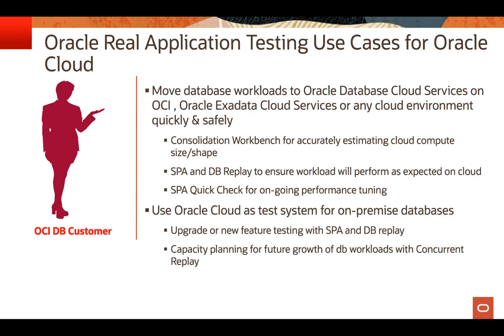So Oracle Real Application Testing use case for Oracle Cloud means moving database workload to OCI or any Exadata cloud service or any cloud environment quickly and safely. Consolidation Workbench is used for estimating cloud compute size and shapes. SPA and DB Replay can be used to ensure the workload is performing better or as expected on the cloud. SPA Quick Check is for ongoing performance tuning, and you can use Oracle Cloud as your test system for on-prem databases. And once you are done with the testing, you can go ahead with migrating the database, or you can decide on your go-live date.